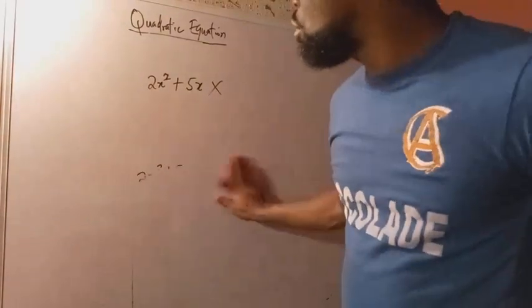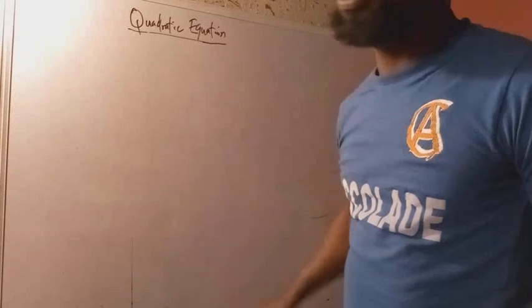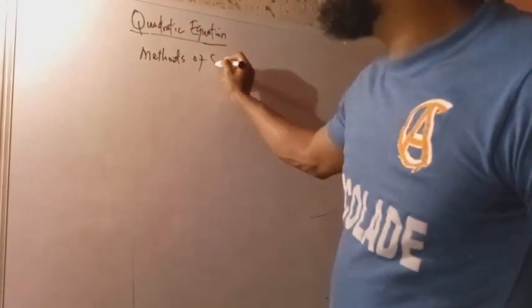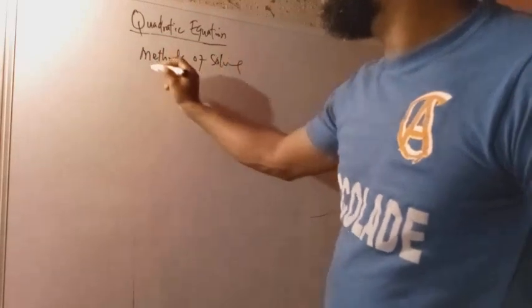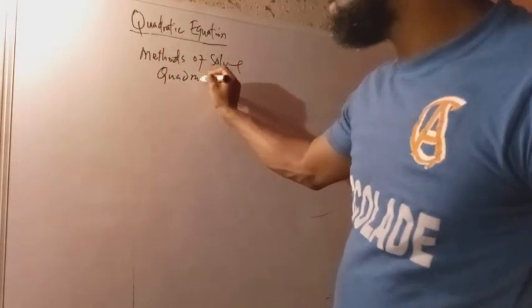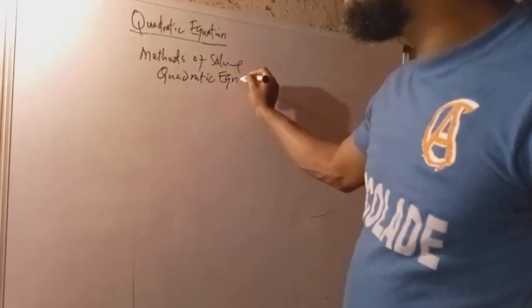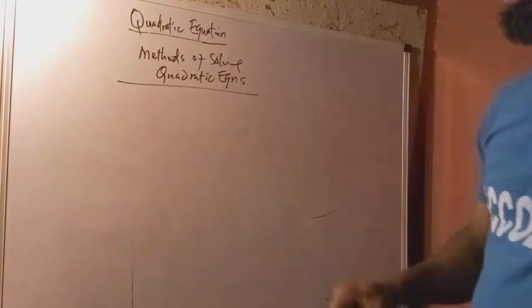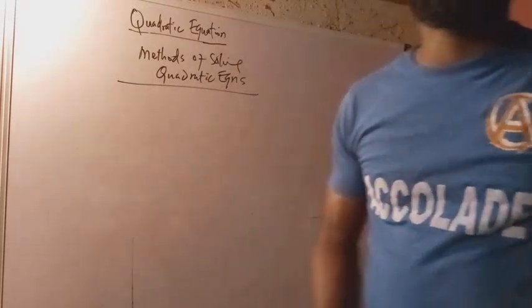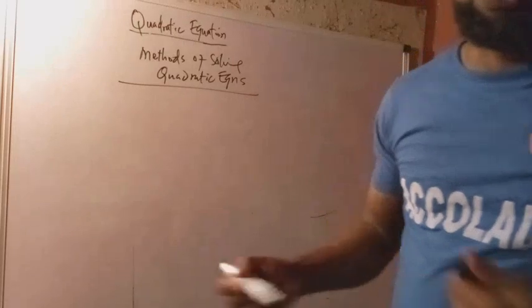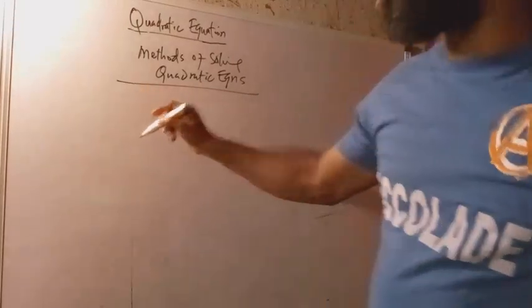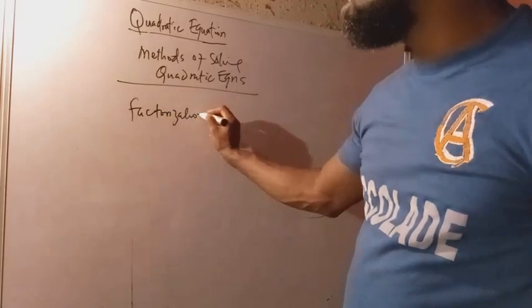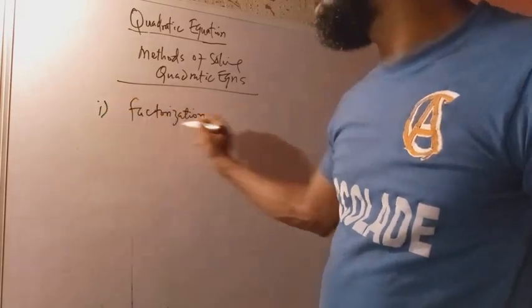We'll move to looking at the methods of solving quadratic equations. Alright, sorry, let me use this. Now, methods of solving quadratic equations. In solving quadratic equations, there are various methods that we can use. We can use what we call the factorization method. It is always the number one in the list. Factorization method.